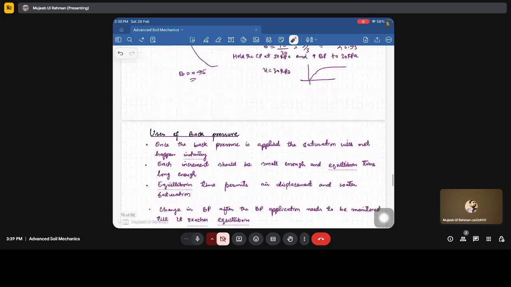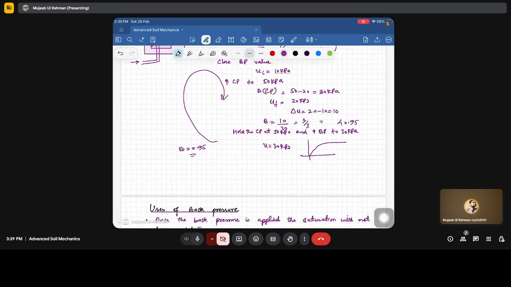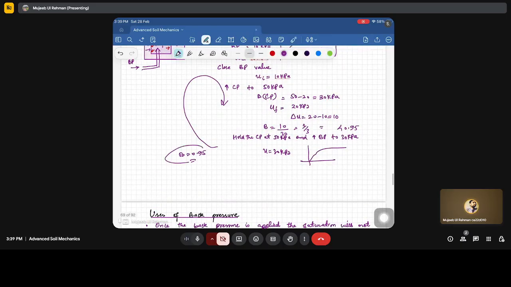As I told you, once our sample reaches a B value of 0.95, there will be some cell pressure. Let's assume cell pressure is 300 kPa and back pressure is 250 kPa. Once our sample gets consolidated, whatever excess pore water pressure there was will get dissipated. So the pore water pressure will measure the back pressure that has been applied to the soil, in case we are consolidating using back pressure. In case we are using atmospheric pressure, then this U will be equal to 0.